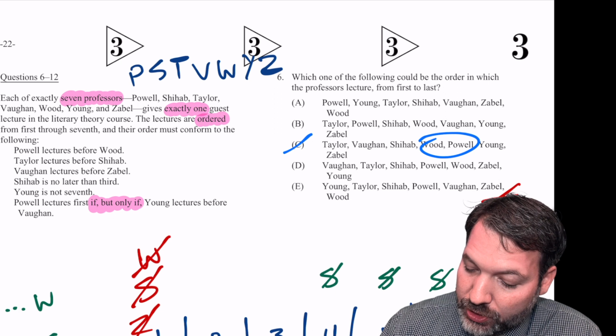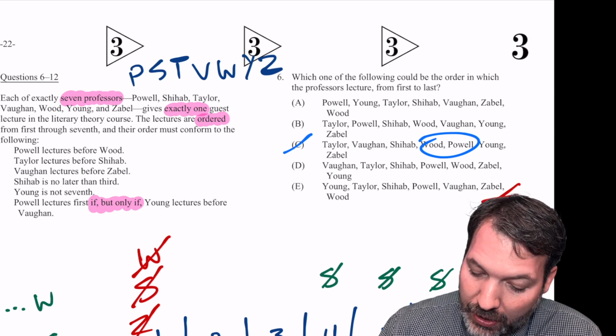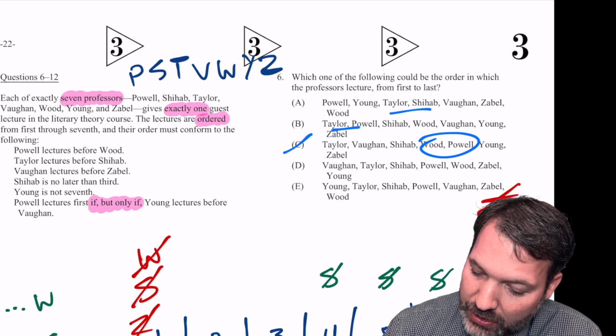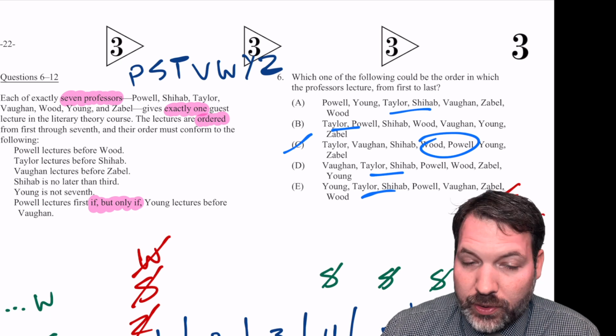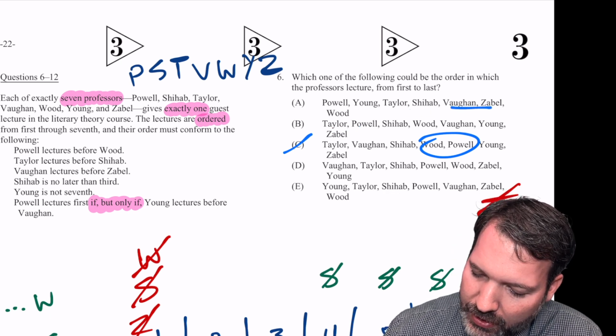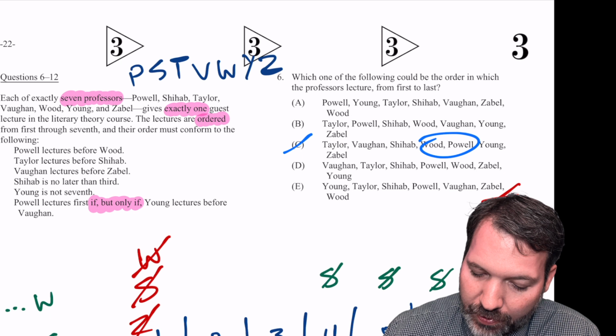Taylor lectures before Shabab. Do we ever see an answer choice that violates that arrangement? And I don't think the answer is yes. In all the answers I see, T is before S, so I think we're good there. Vaughn lectures before Zabel. Again, as I look at the answers, I'm seeing Vaughn before Zabel every time, so I don't think we can get rid of any choices based on that clue.